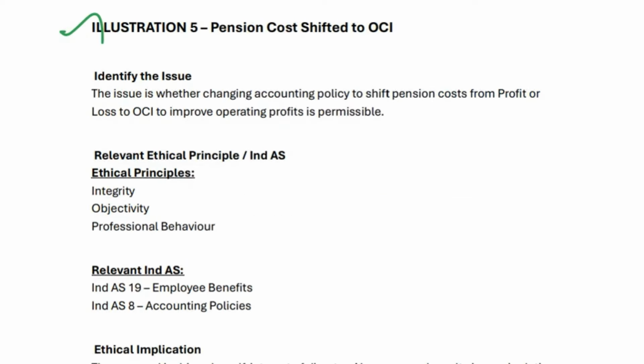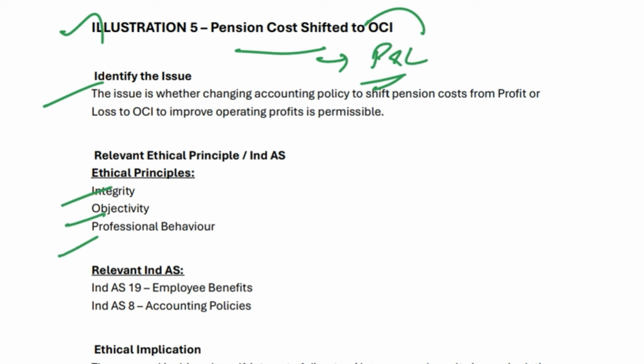Okay, fifth illustration, that is pension cost shifted to OCI. Normally pension cost we will charge to the P&L account, but they are saying that we are going to shift it to an OCI account. This is the issue. Now here integrity, objectivity, professional behavior, right? These are the ethical principles required.